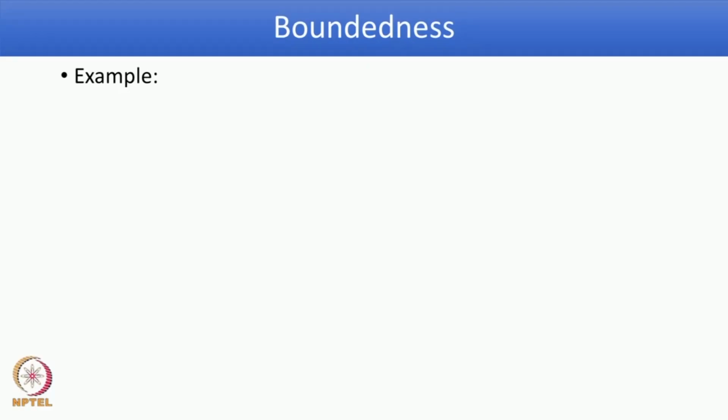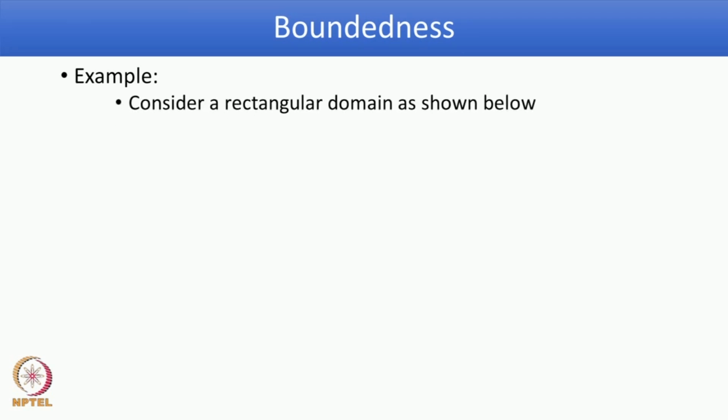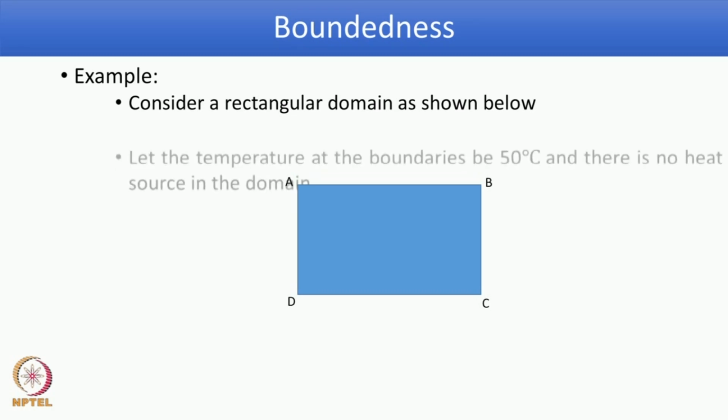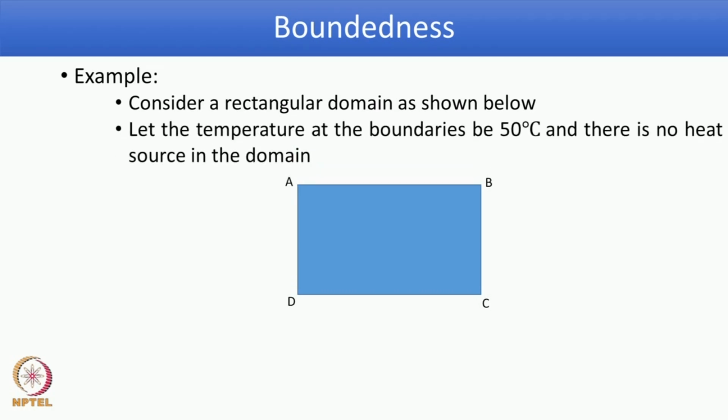Let us try to explain this boundedness with the help of a simple problem. We consider a rectangular domain as shown here, a simple domain with the boundaries marked as AB, BC, CD and DA. Now, for simplicity's sake, we consider this problem without any source generation, and boundary conditions are specified for temperature along all the surfaces, as shown here.